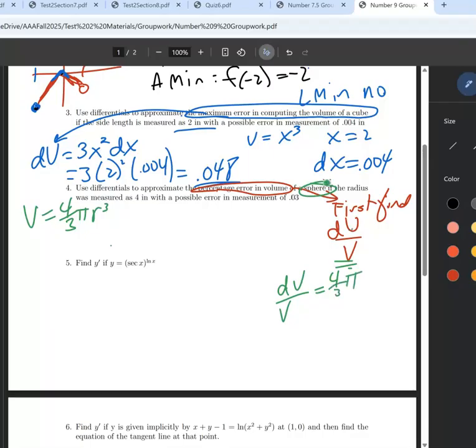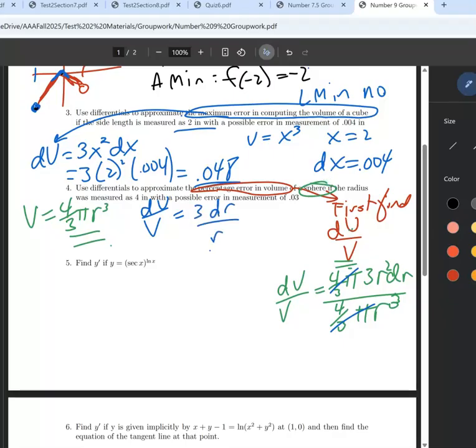4/3 pi. And dV means you take the derivative of the r cubed, so 3r squared dr, and then just replace what V is down here. I want to make sure you're doing it the easiest way possible. Oh, look at that. Look at how much cancels. Those and some r's. So you end up getting dV over V is 3 dr over r. So much easier than plugging the numbers into everything, right? So now I'm going to plug in that the error in measurement is 0.03. So that means dr is 0.03. And the radius was measured as 4.